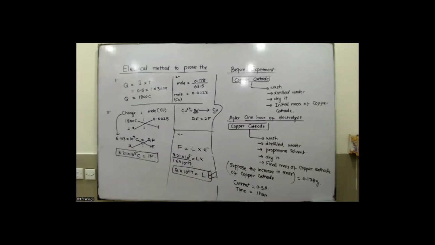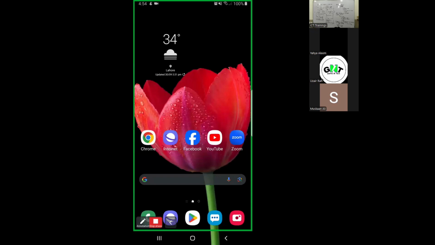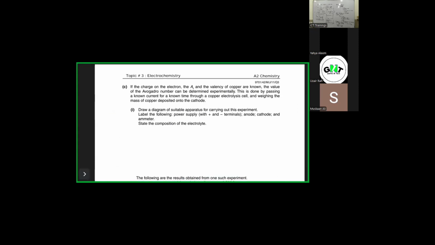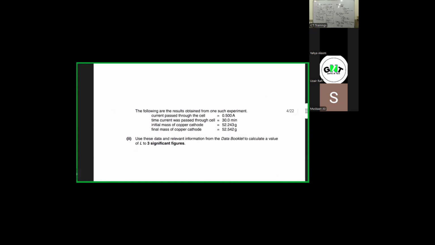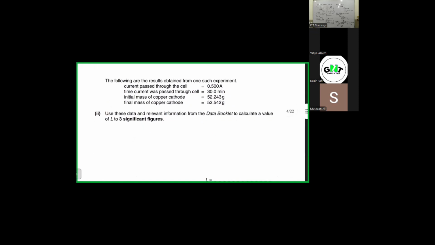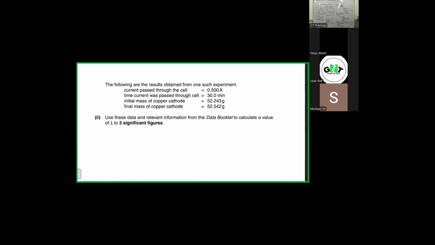Okay guys, I'm going to share a screen with you. You have to solve the question, whatever question I'm going to say to you. Let's start with it. You have to do question number, this part, second part, C second part. Just do it and tell me the exact answer to three significant figures.